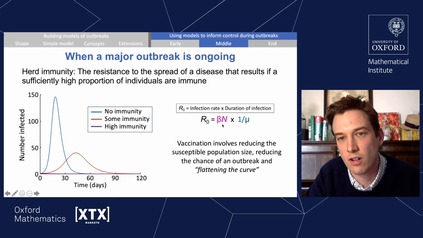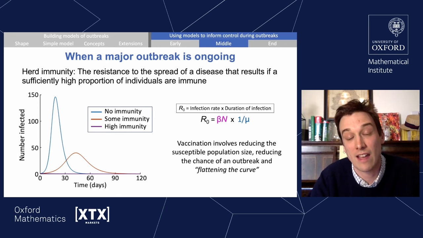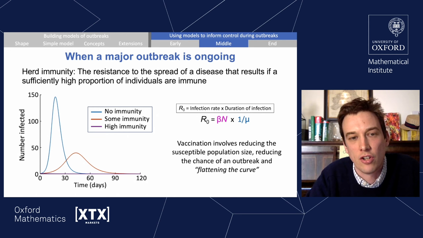So R naught was given by this formula here, where N is the number of individuals that are susceptible to the disease. And if you vaccinate lots of individuals, that reduces the value of N. It reduces the number of individuals that are susceptible to the disease, and in turn, that reduces R naught. And if you reduce R naught, again, that changes the shape of the outbreak curve, as in this figure on the left. You can go from something that looks like the blue to something that looks a little bit more like the red. And if you continue to decrease R naught, then the immunity in the population becomes even higher. Eventually you get to a point where R naught falls below one and outbreaks can't happen at all.